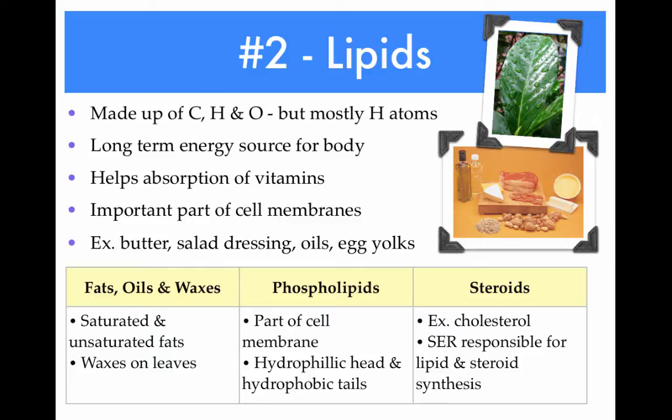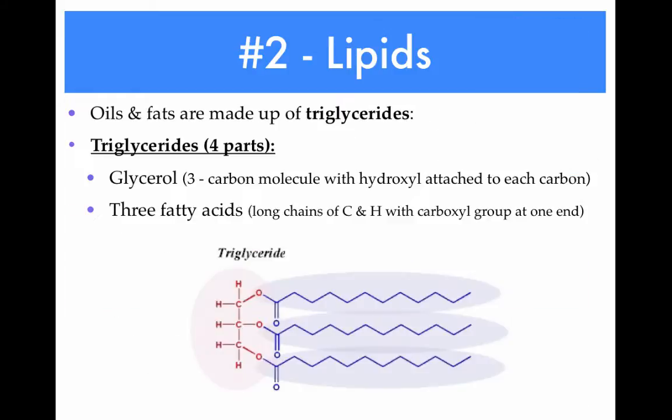There are 3 types of lipids. The first type are the fats, oils, and waxes. They consist of saturated and unsaturated fats, and also include waxes that are found on leaves, kind of like in the image above. Your second type of lipids are your phospholipids. They're part of your cell membrane, and as you know, they have that hydrophilic head and the hydrophobic tails. The third type of lipids are the steroids. An example of steroids would be cholesterol. Your smooth endoplasmic reticulum is the organelle that's responsible for all the lipid and steroid synthesis.